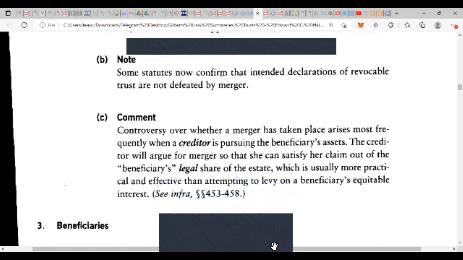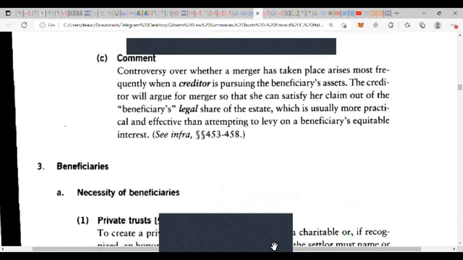B, note, some statutes now confirm that intended declarations of revocable trust are not defeated by merger. See comment. Controversy over whether a merger has taken place arises most frequently when a creditor is pursuing the beneficiary's assets. The creditor will argue for merger so that she can satisfy her claim out of the beneficiary's legal share of the estate, which is usually more practical and effective than attempting to levy on a beneficiary's equitable interest.